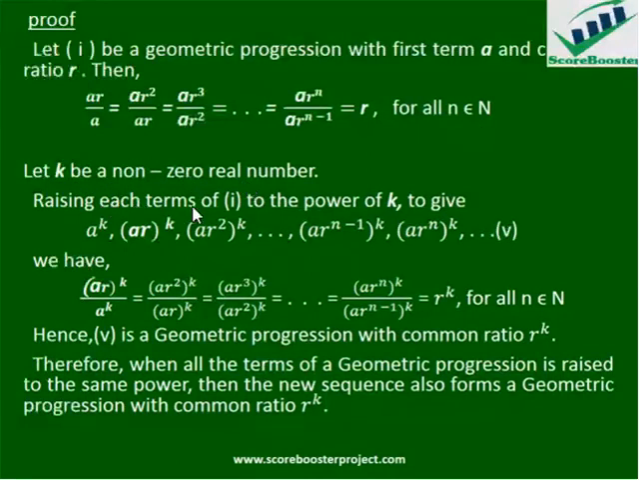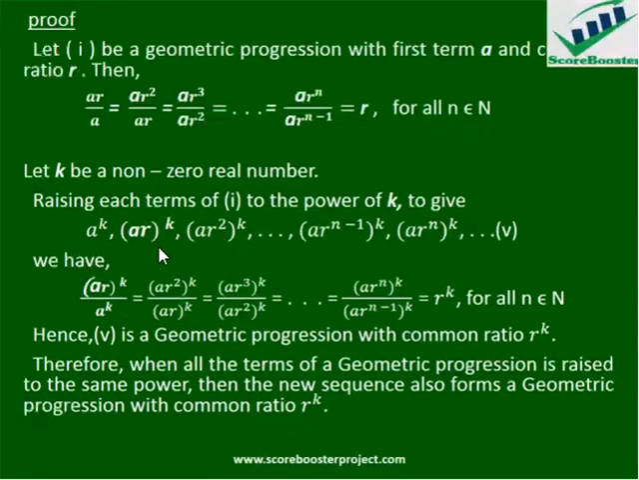So raising each term of 1, that is each term of the generalized geometric progression, to the power of k, it gives the first term raised to power k, the second term raised to power k, the third term raised to power k, up to the n plus 1 term raised to power k, and so on. And that is tagged as the fifth equation. To check if this forms a geometric progression, you have to check if it has a unique common ratio. That is, you divide the second term by the first, which is ar raised to power k over a raised to power k.